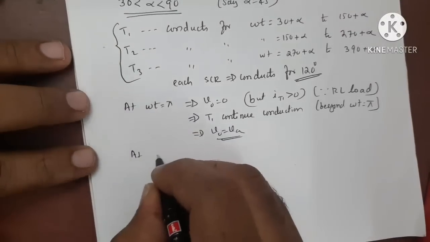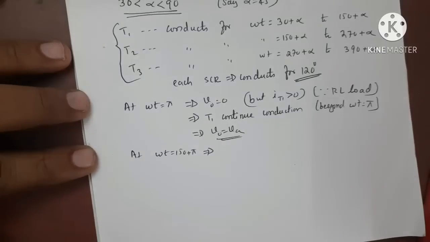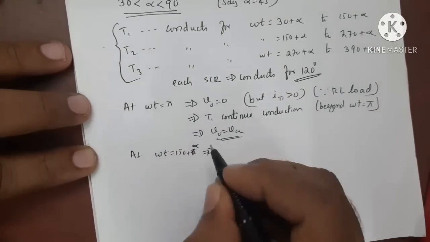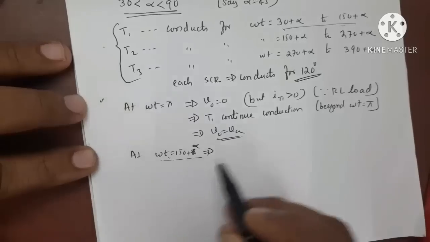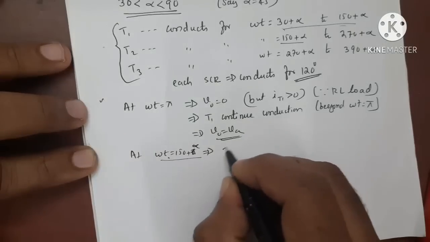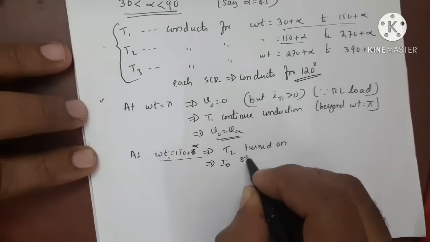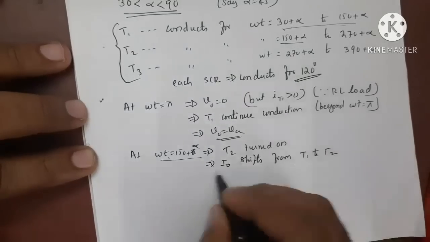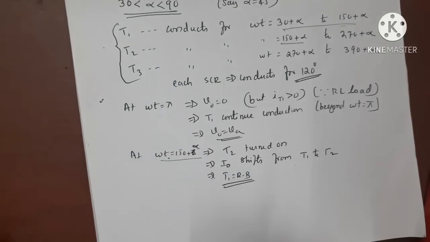Now, when is the next thyristor turned on? When omega t is equal to 150 plus alpha. So the earlier thyristor was conducting from 30 plus alpha to 150 plus alpha. Next, at omega t equal to 150 plus alpha, T2 is turned on, and the load current I0 shifts from T1 to T2, and T1 is reverse biased. So this is the case when alpha is between 30 and 90 degrees.